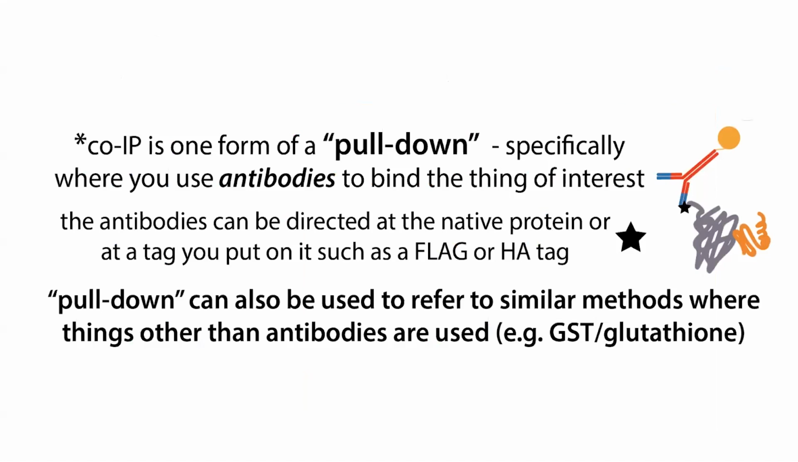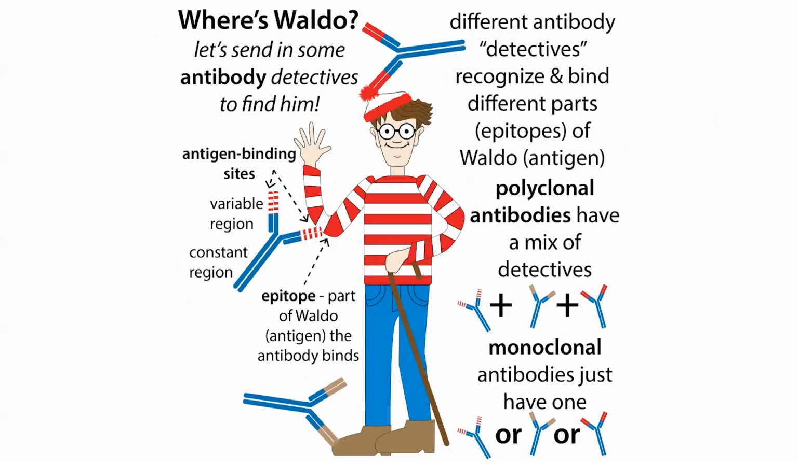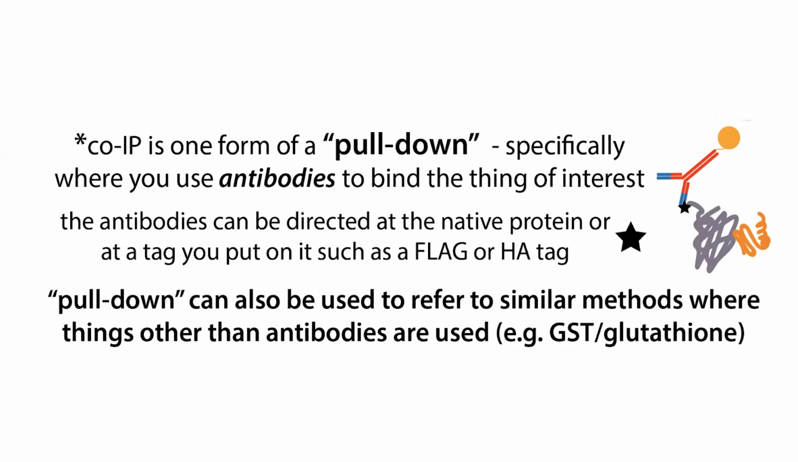But first, I want to get back to some of the terminology and the difference between a co-IP and a pull down. A co-IP, remember, is one form of a pull down, but not all pull downs are going to be co-IPs. The IP, the immunoprecipitation, the immuno tells us that we're dealing with antibodies. And when we're dealing with these antibodies, we have a couple of choices. We could use antibodies that target the actual protein, or we can use antibodies that target a tag we put on the protein.